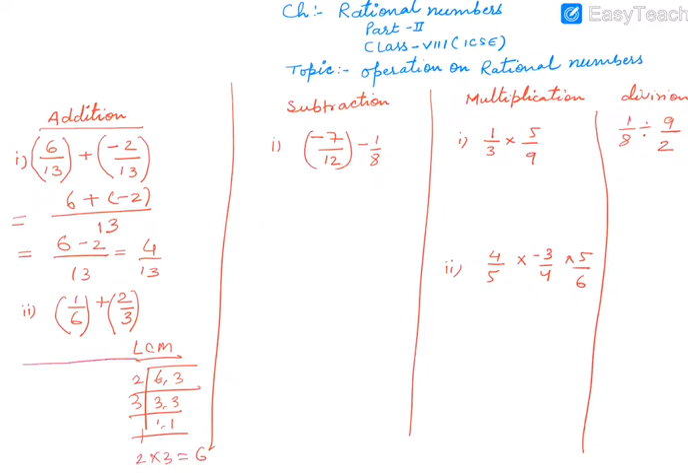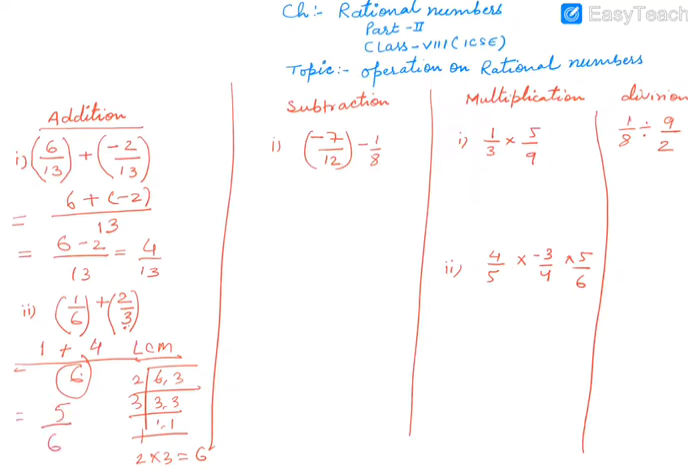So what can we write here? 6. Now this LCM is divided by this denominator: 6 divided by 6 is 1, and that 1 will be multiplied by the numerator, so 1 into 1 is 1. Then we will use this sign, and again 6, this LCM divided by this denominator: 6 divided by 3 is 2, and 2 multiplied by the numerator, which is again 2, so 2 into 2 is 4. So we can write 4 plus 1, 5 upon 6.